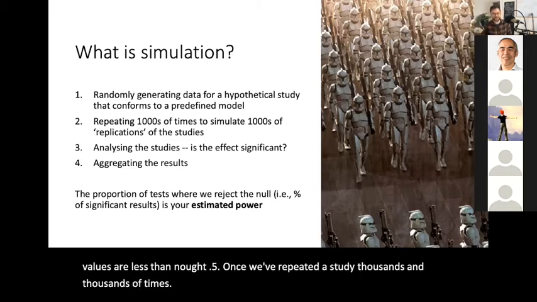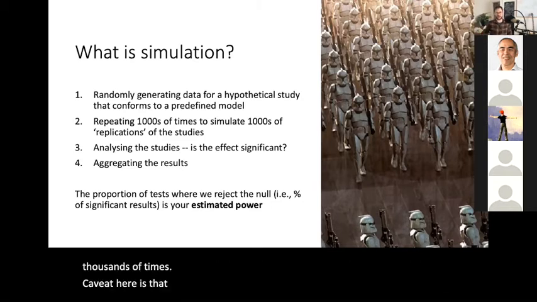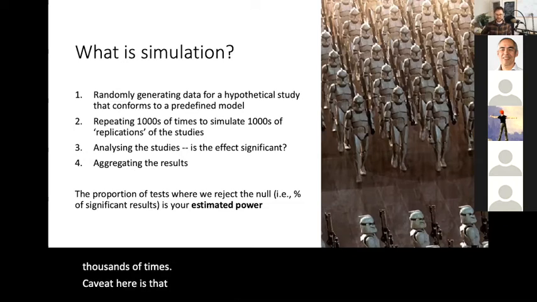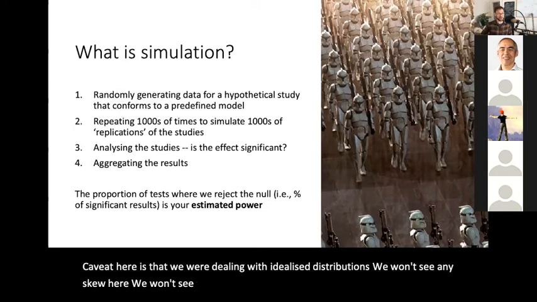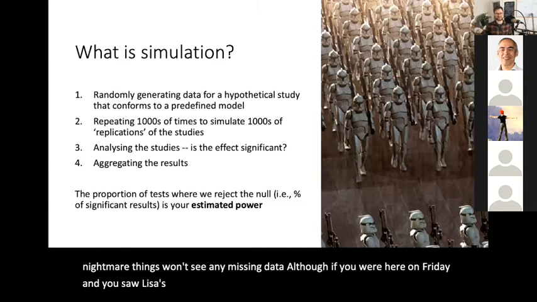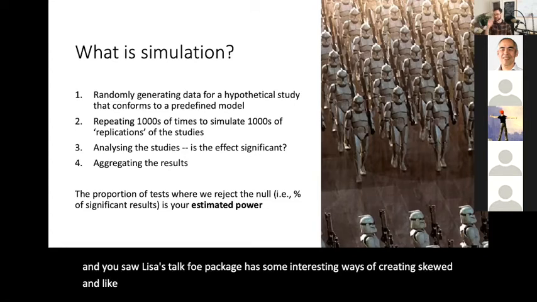Caveat here is that we're dealing with idealized distributions. We won't see any skew here. We won't see any kurtosis. We won't see any of the other horrible nightmare things. We won't see any missing data. Although if you were here on Friday and you saw Lisa's talk, her faux package has some interesting ways of creating skewed and unidealized data.